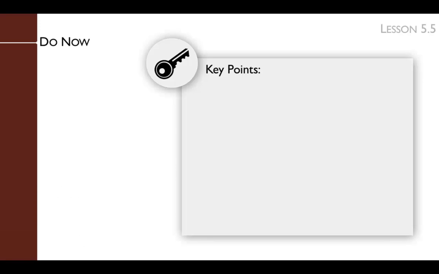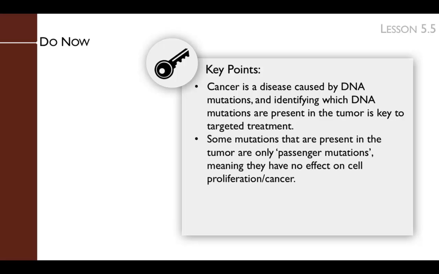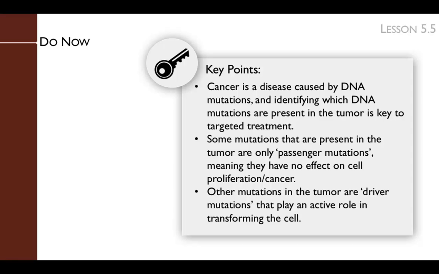The key points of the Do Now are that cancer is a disease caused by DNA mutations, and identifying which DNA mutations are present in the tumor is key to targeted treatment. Some mutations that are present in the tumor are only passenger mutations, meaning they have no effect on cell proliferation or cancer. Other mutations in the tumor are driver mutations that play an active role in transforming the cell.